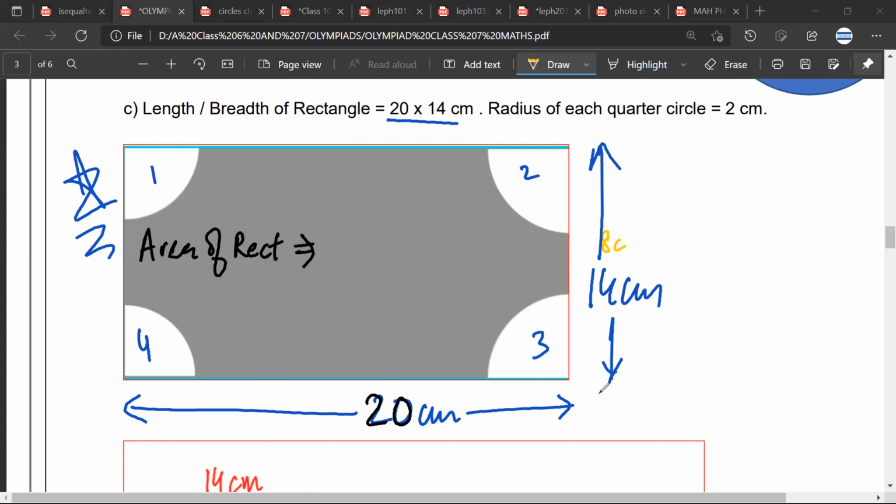Sorry, this is the length. Yes, this will be 20. 20 into 14. Are we clear till here?